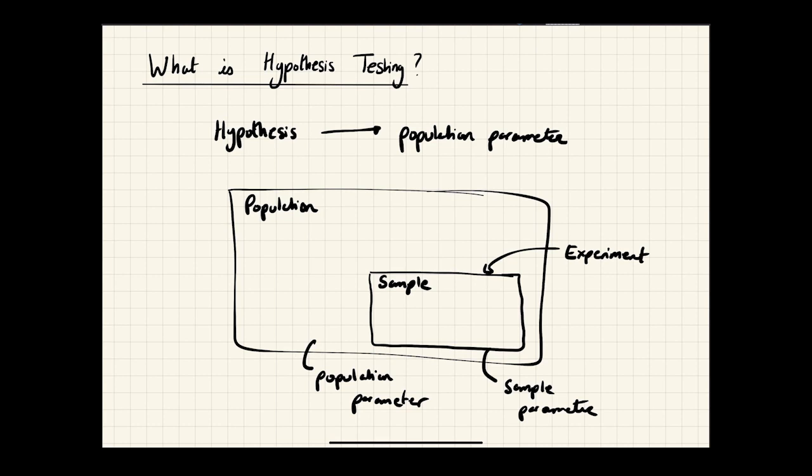So we have a hypothesis, which is just a statement about our population. We've got a population here. Obviously we can't ask everyone, so we take a sample. When we take a sample, we have to do it by some sort of experiment. And the result of the experiment will give us a sample parameter, which we're going to compare to the population parameter. Essentially, that's what hypothesis testing is about.